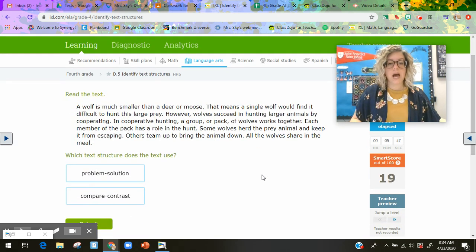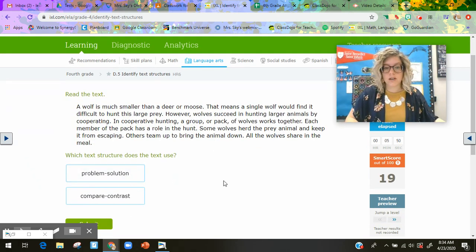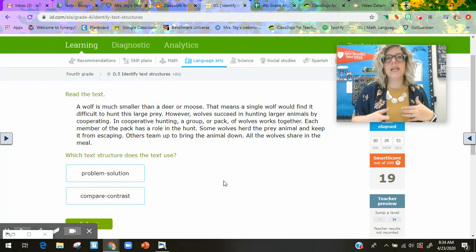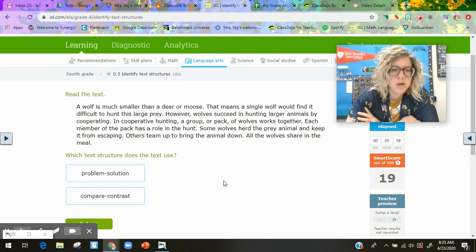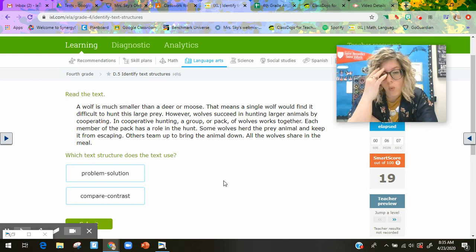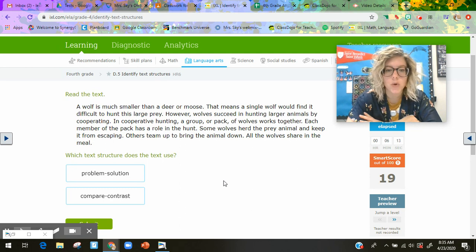Okay, now you're going to get into something called problem and solution. They're going to present a problem to you, and then they're going to give you some ways that maybe the problem can be solved. Okay, a wolf is much smaller than a deer or moose. That means a single wolf could find it difficult to hunt this large prey. However, wolves succeed in hunting larger animals by cooperating. In cooperative hunting, a group or pack of wolves works together. Each member of the pack has a role in the hunt. Some wolves herd the prey animal and keep it from escaping, and others team up to bring the animal down. All the wolves share in the meal.